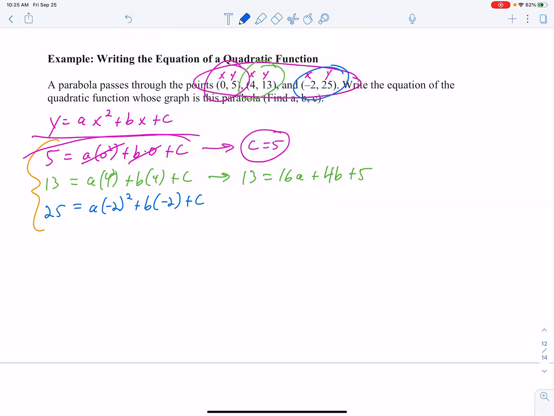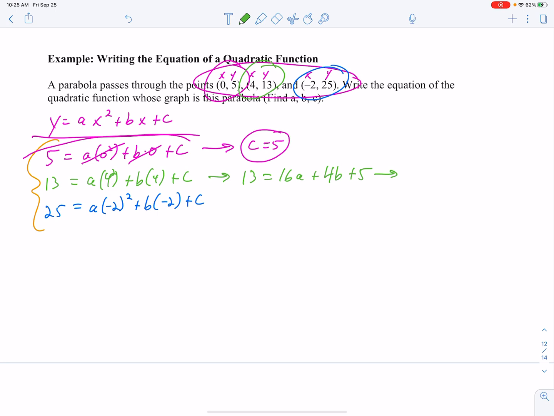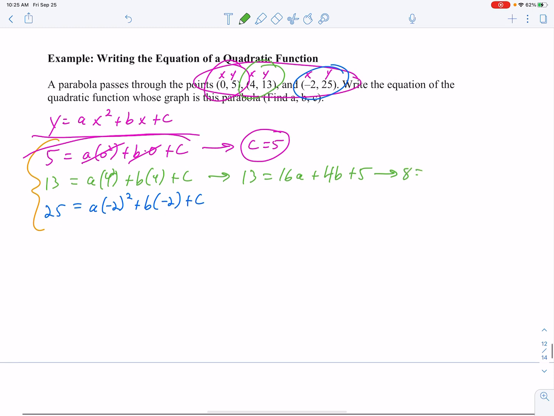Okay, now let's keep working with this one. That'll be better. So let's go on here. We're going to subtract 5 from both sides. Okay. So we'll get 8 equals 16a plus 4b. And then what do we notice? We have 8, 16, and 4. All 3 of those are divisible by 4, aren't they?